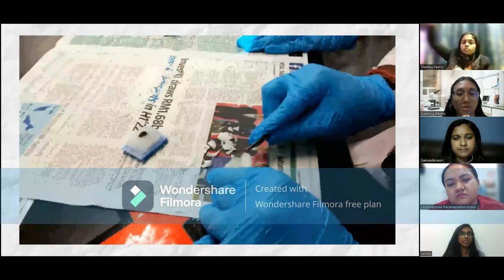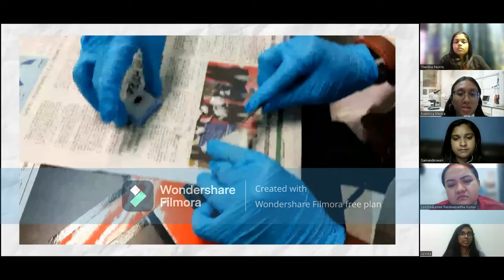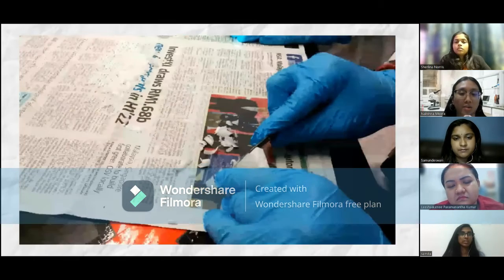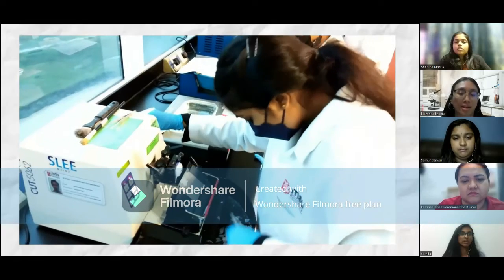The video shows how to cut the tissue block into a trapezium shape, and how the rest of the sectioning process is done. Next.